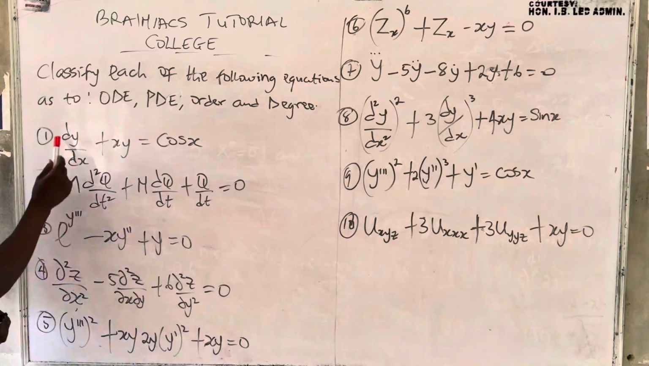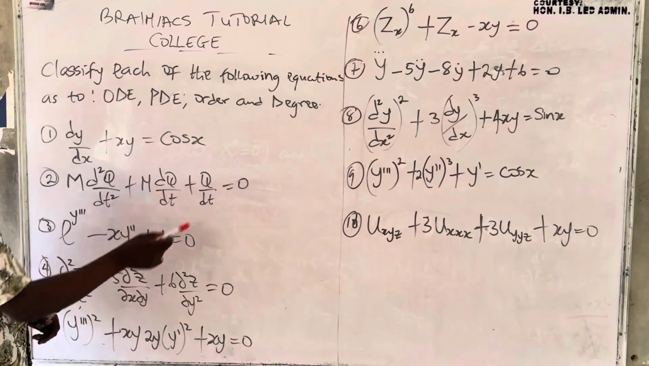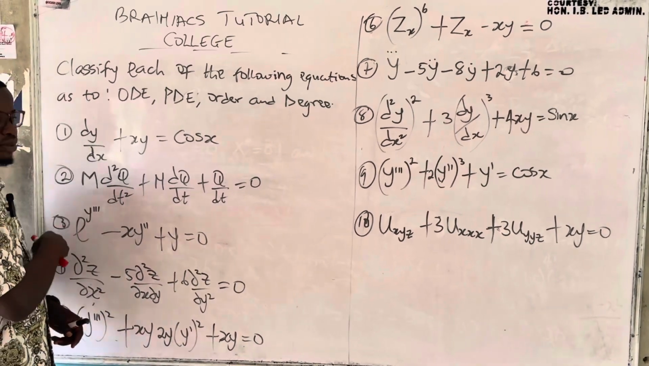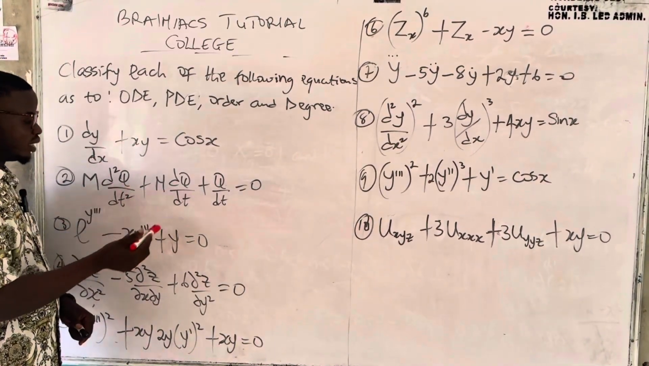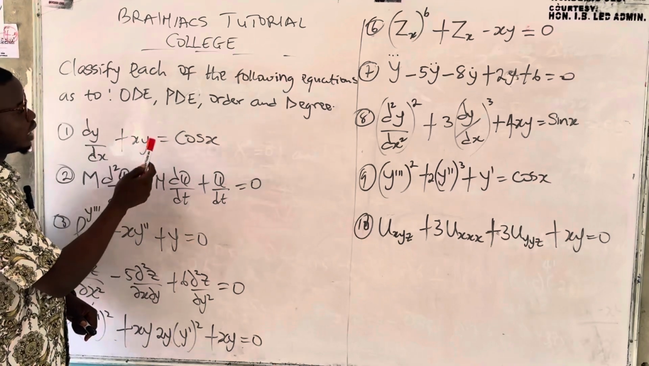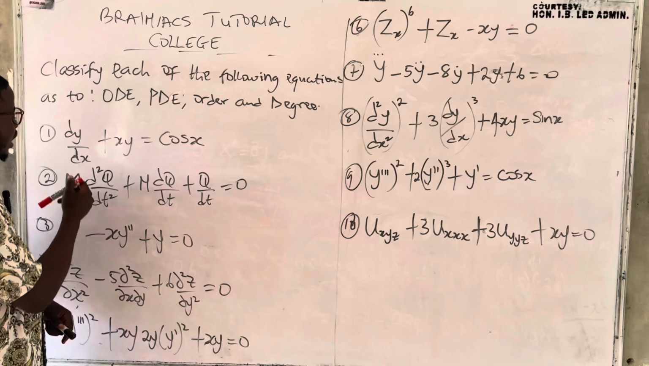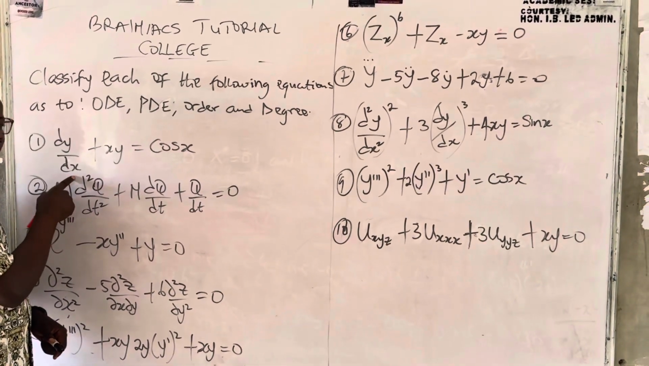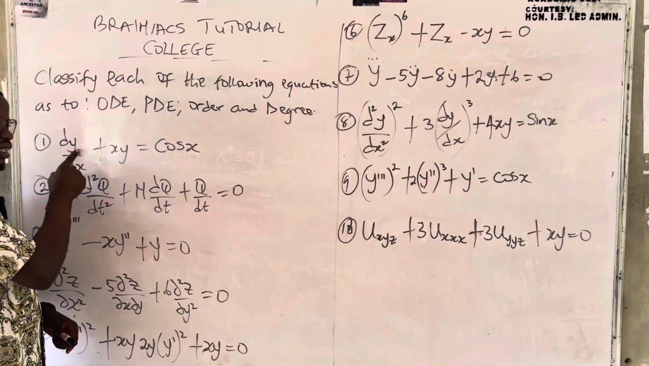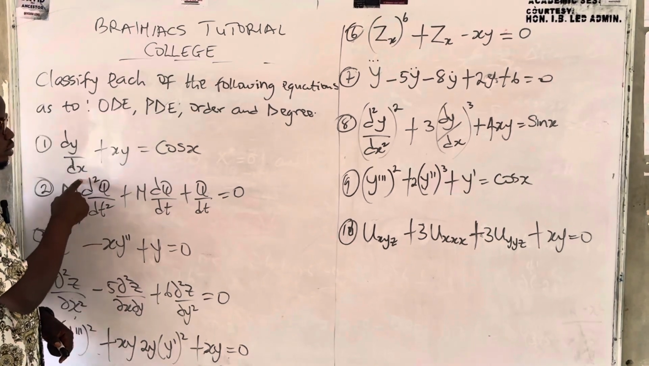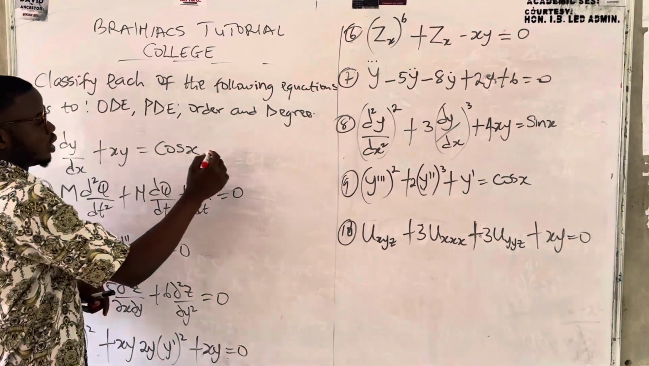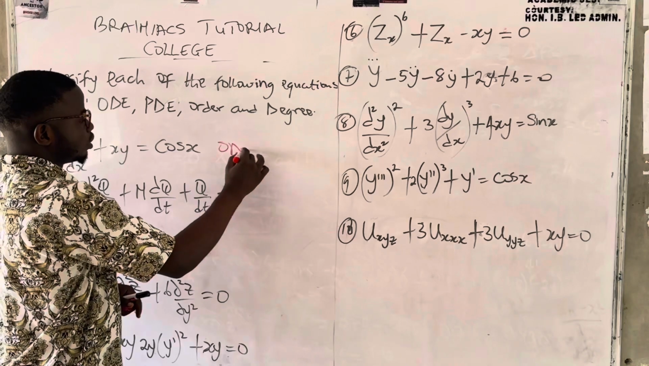And the first one I will have here is dy/dx plus xy equals cos x. So now, from our previous video, we explained the definition, and we emphasized ordinary differential equations and partial differential equations. So this one involves only one independent variable. The one that we have here is the dependent variable, while this one is the independent variable. So this is an ordinary differential equation.